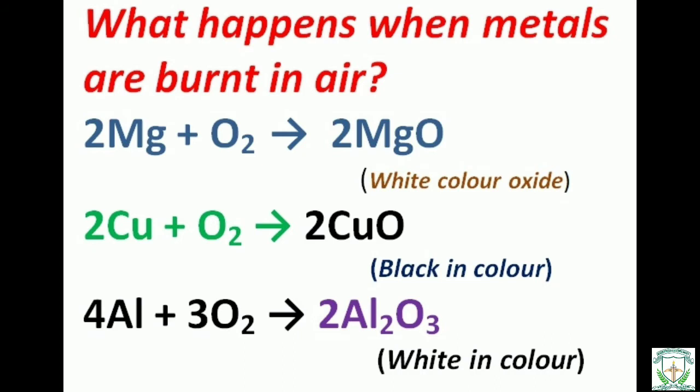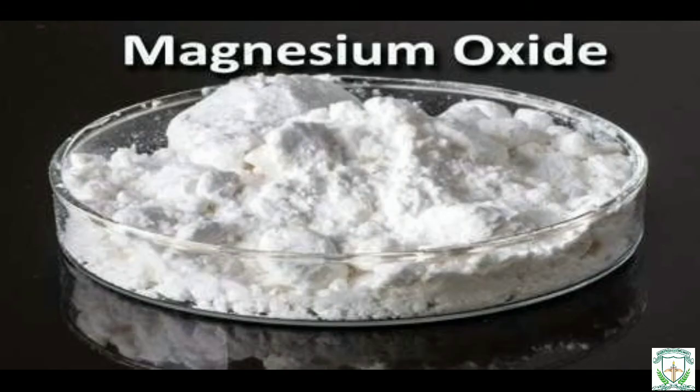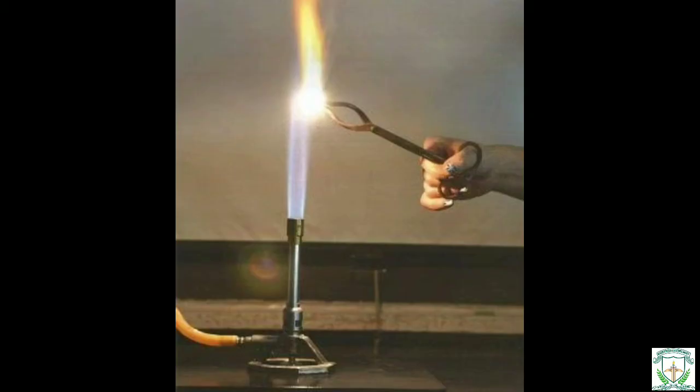When heat is supplied to magnesium, the reaction is Mg plus O2. Magnesium burnt in oxygen gives rise to magnesium oxide, that is MgO. That oxide is white in color. Children, magnesium burnt in oxygen, this experiment was shown in the last chapter. I hope you all remember.